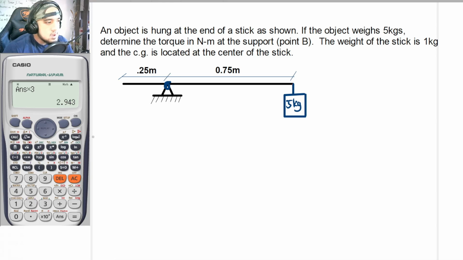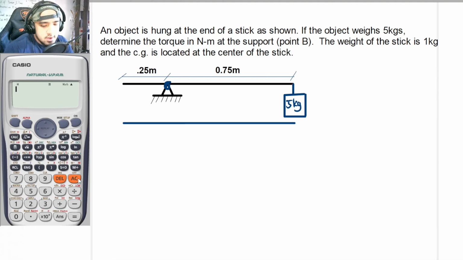So if this is now to be the entirety of the stick, this stick has a length of 0.25 meters plus 0.75. And if I'm not mistaken, that is 1 meter. So with such, 1 meter. It is said here in the problem that the weight of the stick, 1 kilogram, is located at the center of the stick.